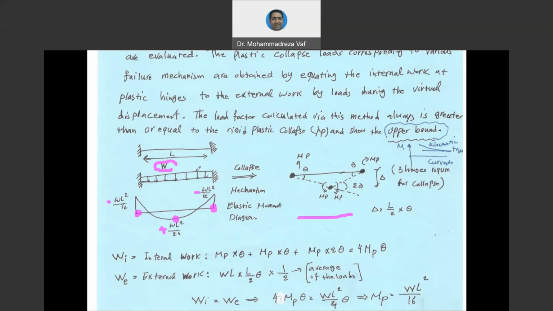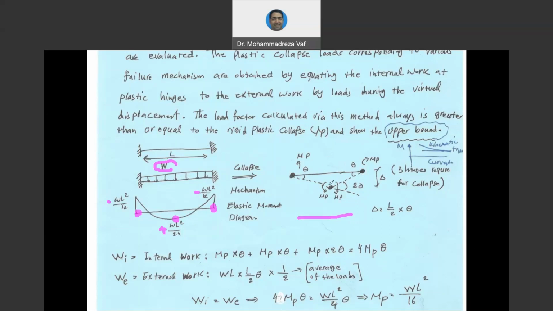And then from mathematics and symmetry of the beam, we can also know that the angle at the time of collapse can be assumed to be theta here, and the other one is going to be a similar value, equal to theta. And the angle of rotation that shows the rotation of the plastic hinge in the middle of the span is the summation of these two and equals 2 theta.